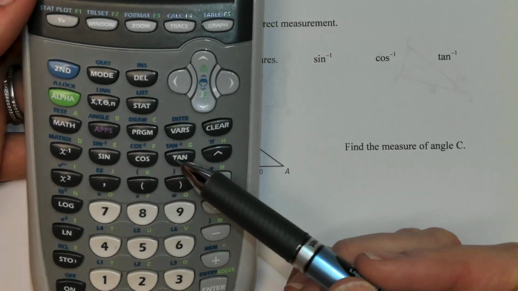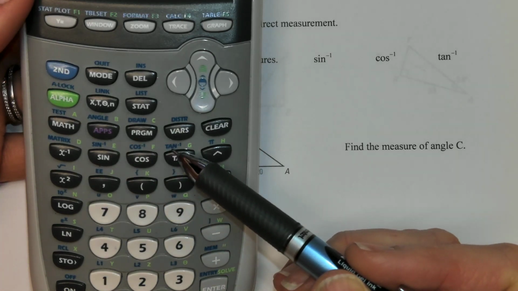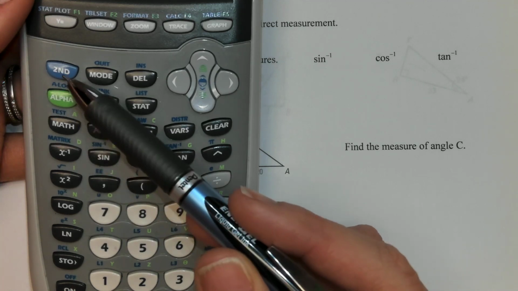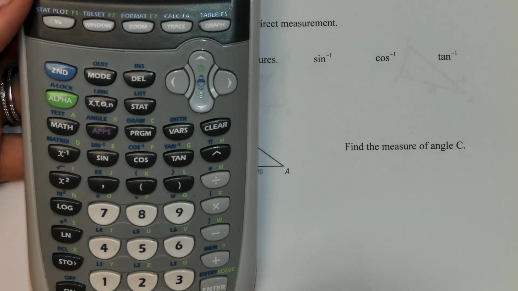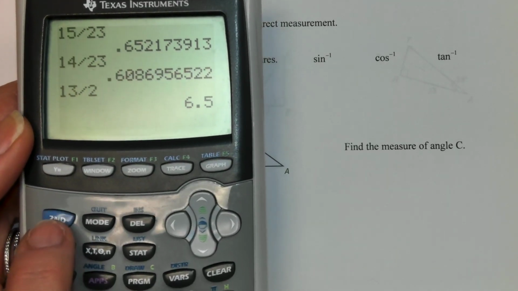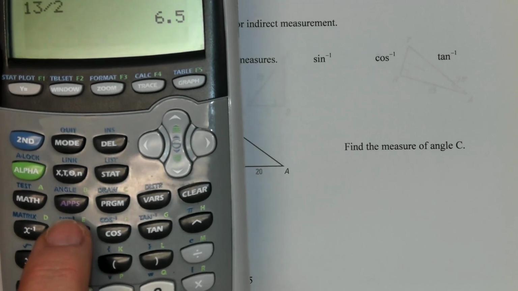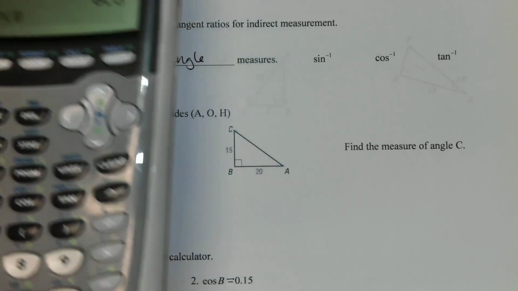Wherever your sine, cosine, and tangent buttons were, usually right above them on the calculator, are your inverses. For this calculator, because they're blue, I'm going to have to hit the blue button first, the second button, and then when I hit that, I'm going to be able to use my inverse. So I'm going to show you that real quick. If I hit the second button, and then I hit sine, I'll get the sine inverse button so that I can use that.